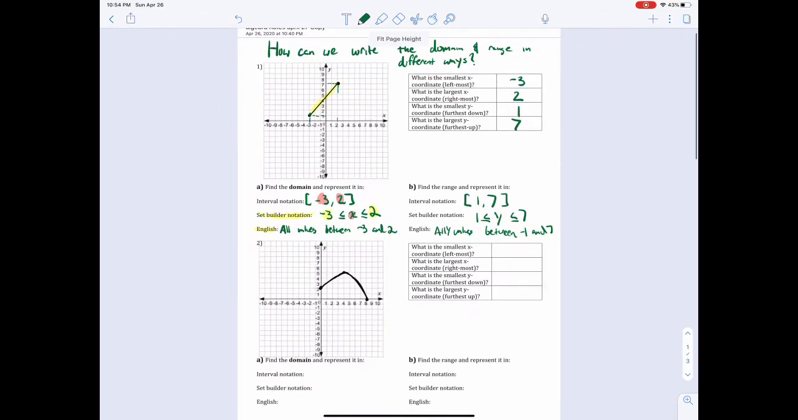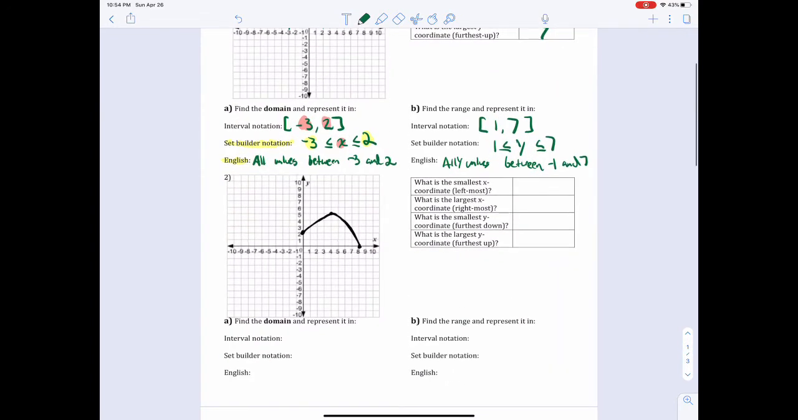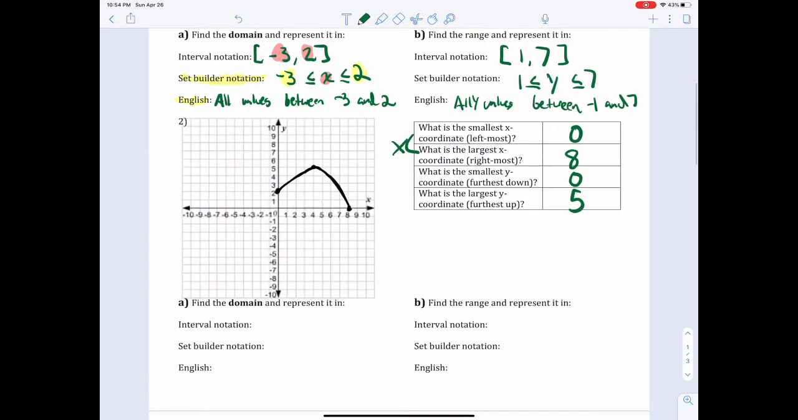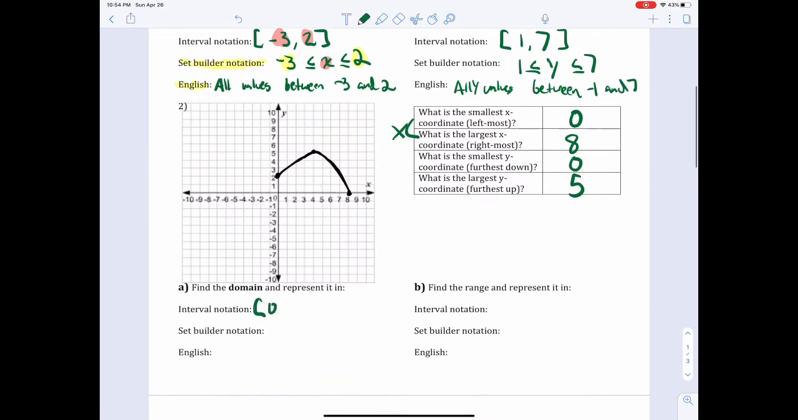All right, number 2. The smallest x-coordinate is going to be 0. And again, I would pause the video and just look at it real quick. The largest x-coordinate is going to be 8. The smallest point down is going to be 0, and the largest y point up is going to be 5. So for the domain, it's our x numbers here. We're going to have from 0 to 8. In set builder notation, that's going to be 0 less than or equal to x less than or equal to 8.